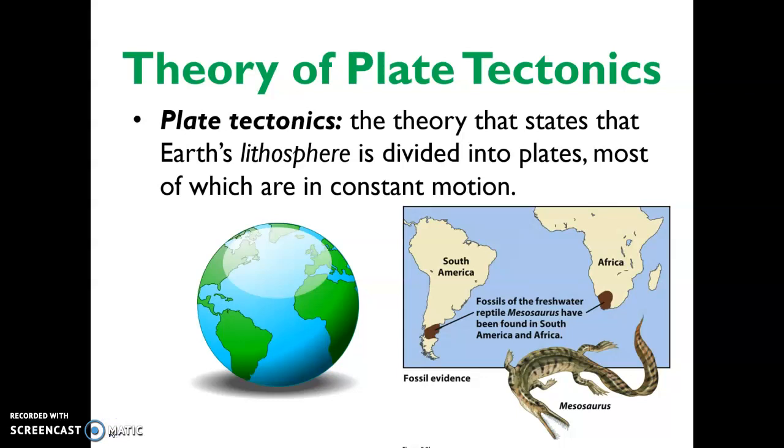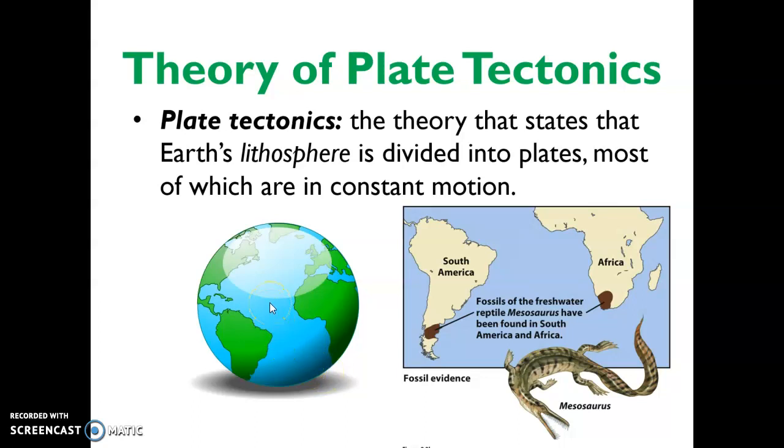So now let's look at the theory of plate tectonics. First, the definition. The theory states that the Earth's lithosphere is divided into plates, most of which are in constant motion. Now, let's take a look at some of the evidence for this theory of plate tectonics.